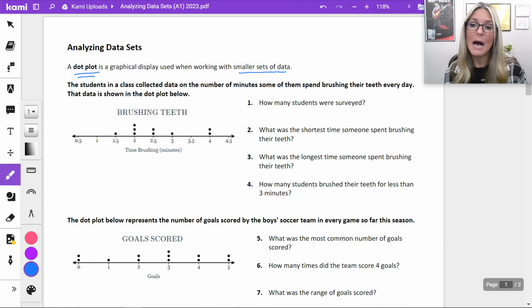The data is shown in the dot plot below. Question number 1, how many students were surveyed? We've got 1, 2, 3, 4, 5, 6, 7, 8, 9 students were surveyed. Number 2, what was the shortest time somebody spent brushing their teeth? So we are measuring in minutes here. The smallest value that is recorded is 1.5 minutes.